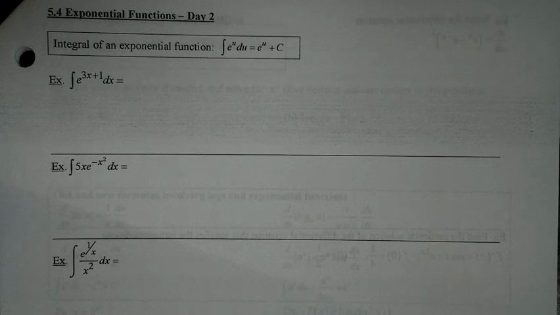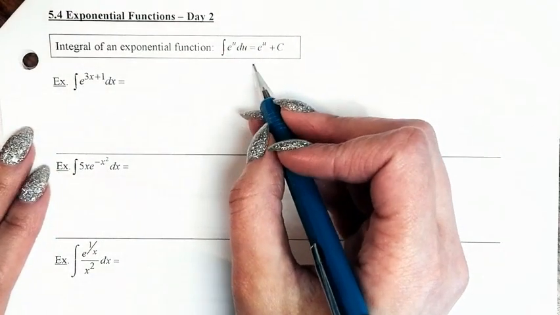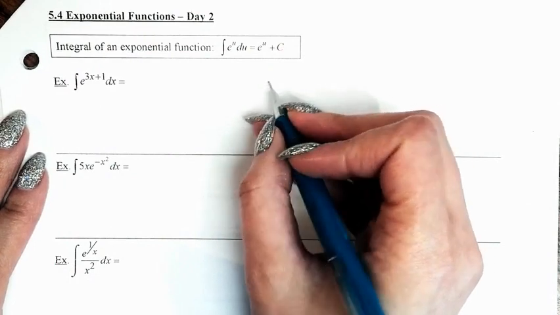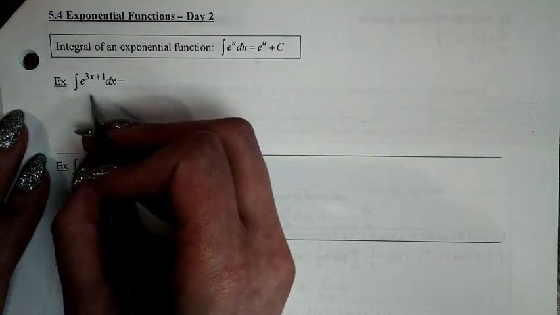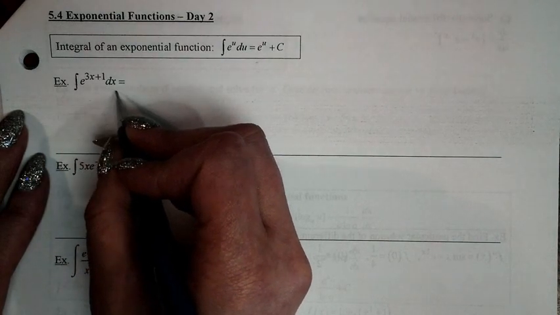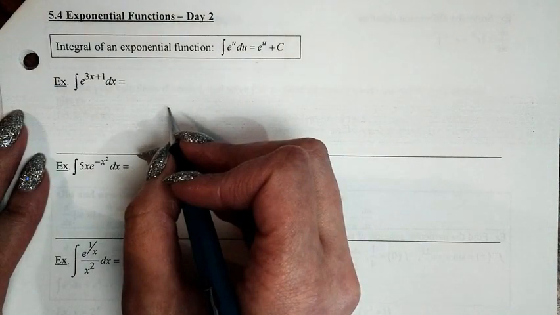Hi guys, today we're going to learn about exponential functions and how to integrate exponential functions. The integral of e to the u du is equal to e to the u plus c. So in this example, you want to integrate e to the 3x plus 1 dx. What's going to be your integral?